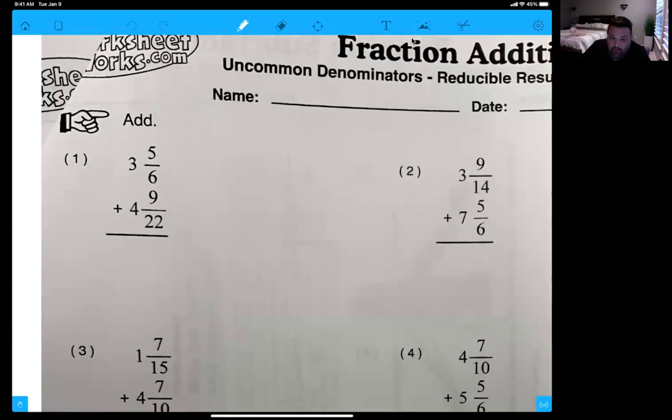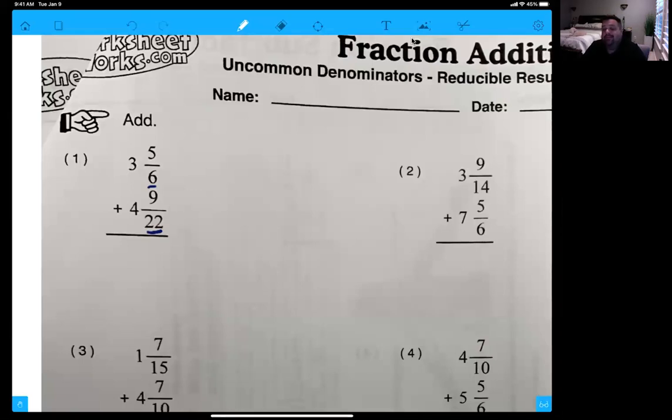So we know we're good with our whole numbers, which are the 3 and the 4, right? So they're good. So we're just going to leave those. Now, we need to look at this 6 and this 22. We need that to be the same number. So we need the lowest common denominator. So we know it can't be less than 22, right? Because no number goes into 22 that's less than it equally. So we would start with 22.